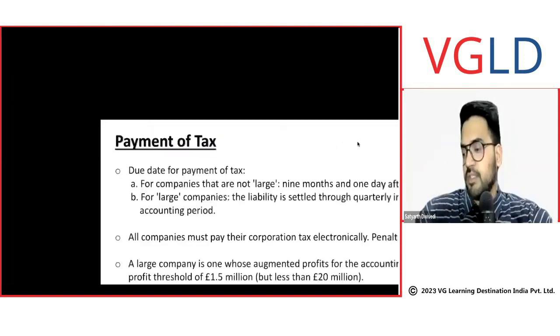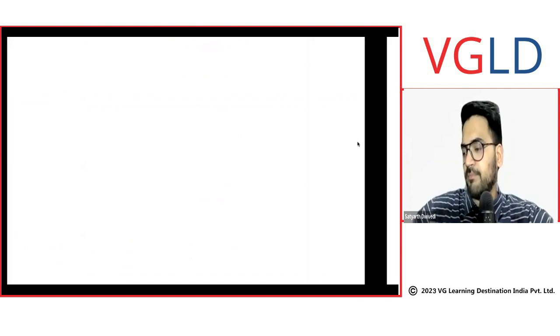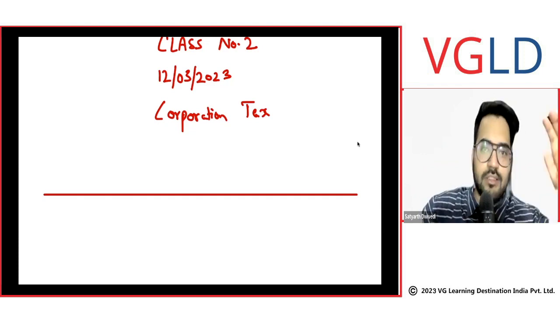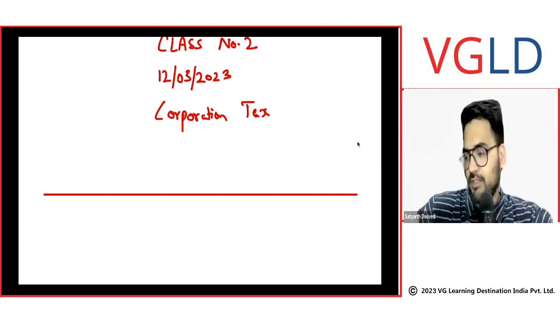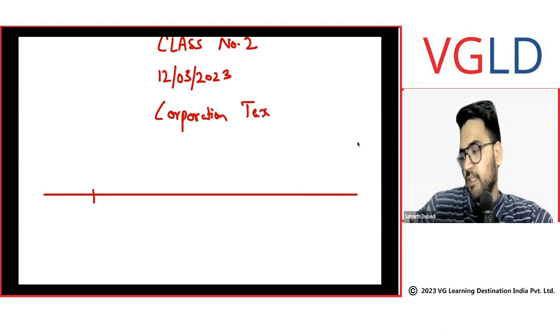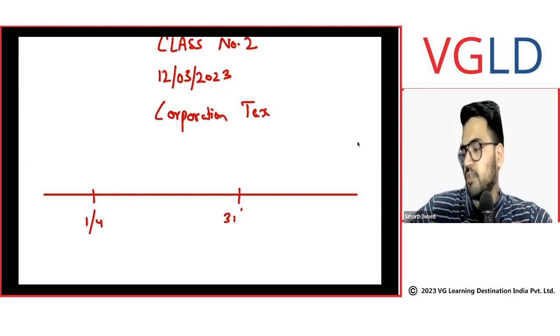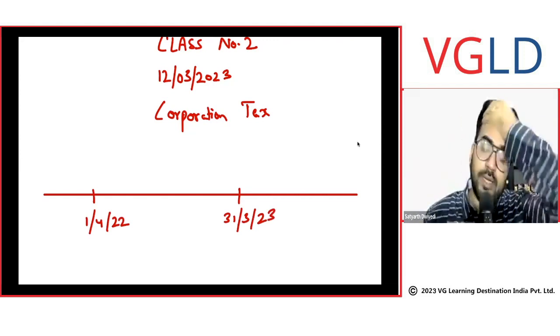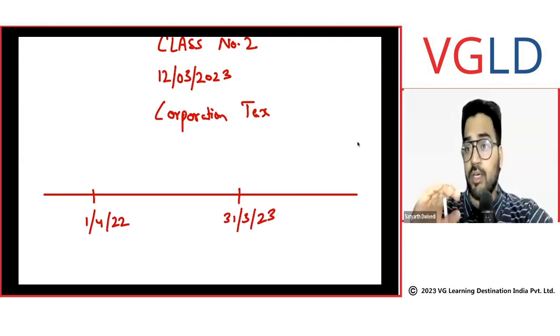for payment of tax? So payment of tax has to be 9 months and one day in general course, right? But there is a concept of large companies. So generally, if this is your AP, this is your accounting period, say you've prepared accounts from 1st of April to 31st of March 22 to 23, and now when do you need to make the payment? 9 months and one day. So when do you need to make the payment? Tell me, in the regular course for companies which are not large companies.